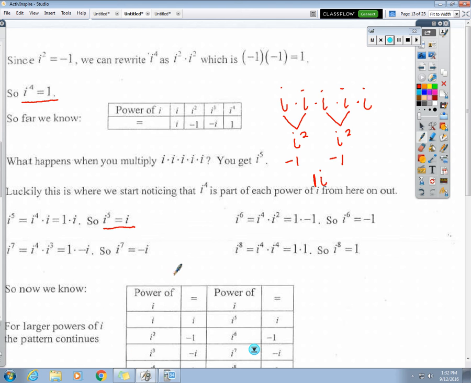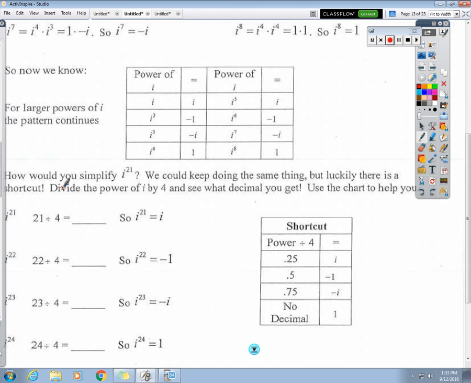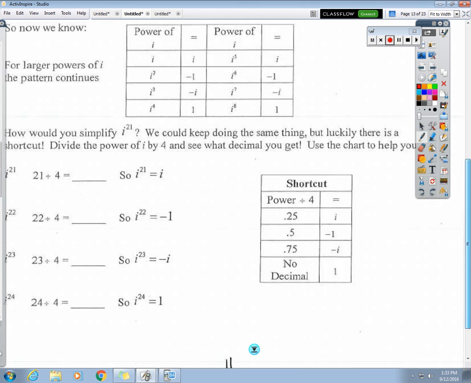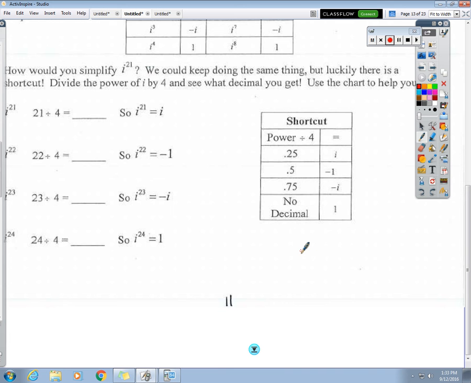Now, obviously, when you have them this small, like i to the fifth or under, or even anything under 10, you could write it out and pair them up and figure it out. But what about when we get to larger ones, like i to the 21st? Do you really want to be writing out 21 i's and pairing up every set? No. So there's a method, a shortcut method. You divide it by 4 every time. So what's 21 divided by 4?